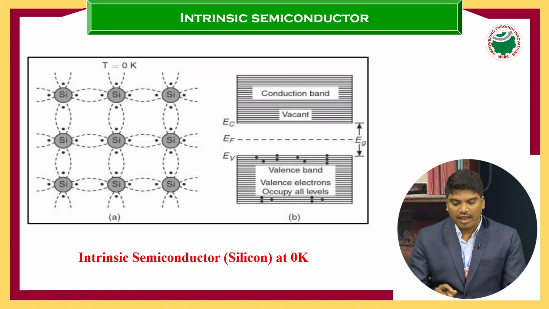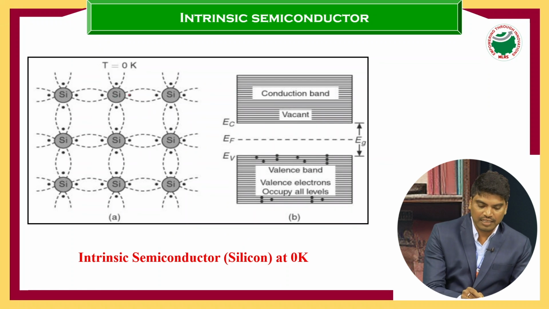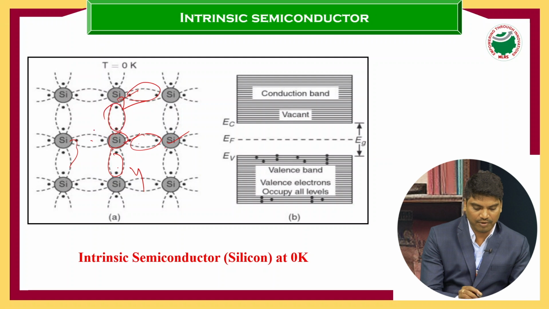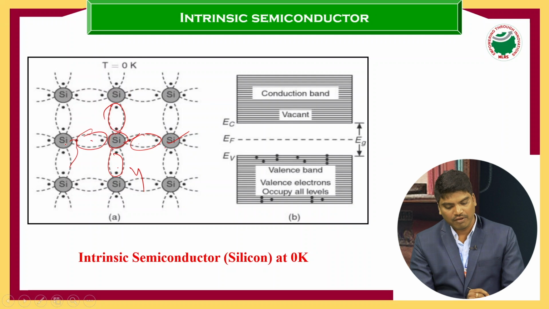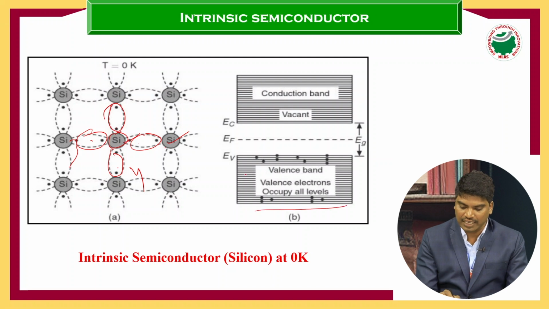Okay. At 0 Kelvin, how does the intrinsic semiconductor behave? We can see here, as in the previous image, silicon or germanium sharing with the adjacent 1, 2, 3, 4 silicon atoms. This bonding is known as a covalent bond. Because of the strong covalent bonds, at 0 Kelvin the semiconductor will act like a perfect insulator. At 0 Kelvin, you can see the energy level diagram.